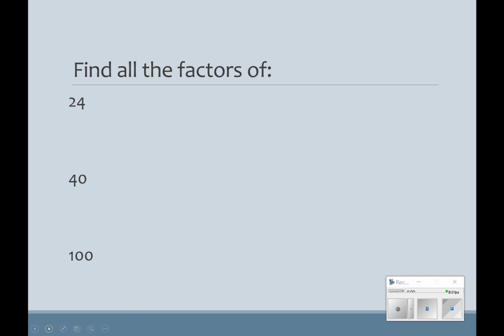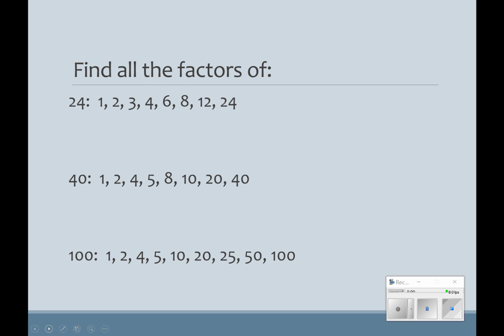So I want you to take a second and jot down all of the factors of 24, of 40, and of 100. And when you are done, let's pause the recording, and when you're done, check your answers. Okay, did you get them all?